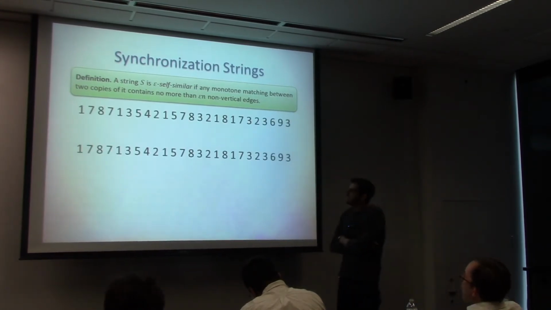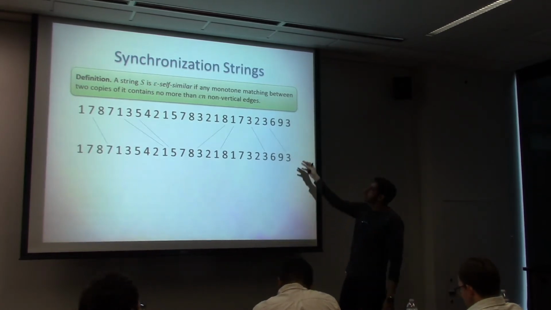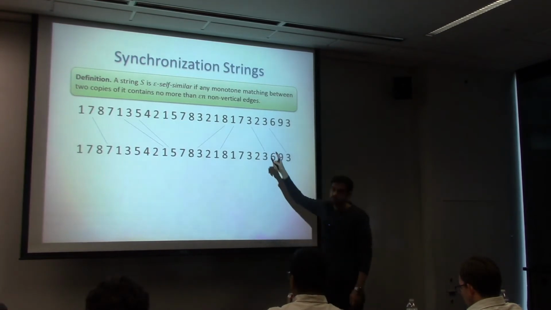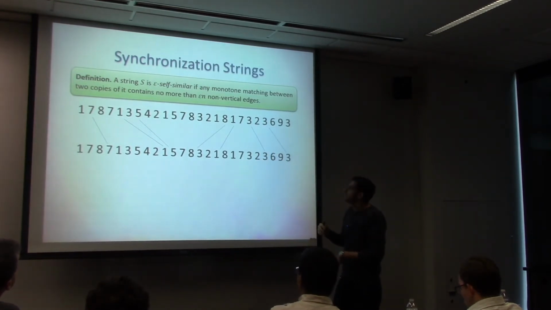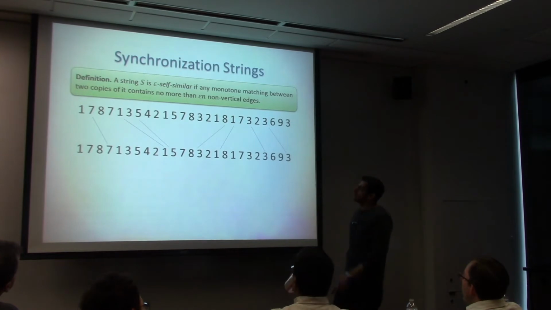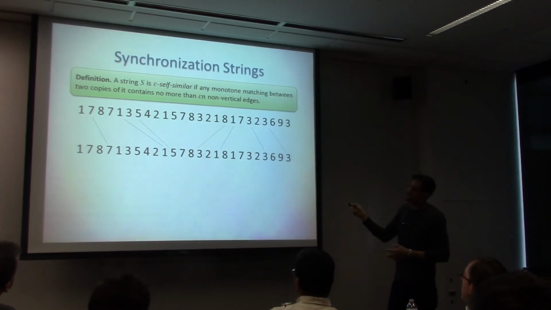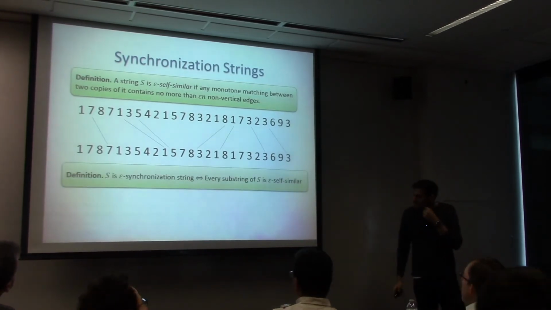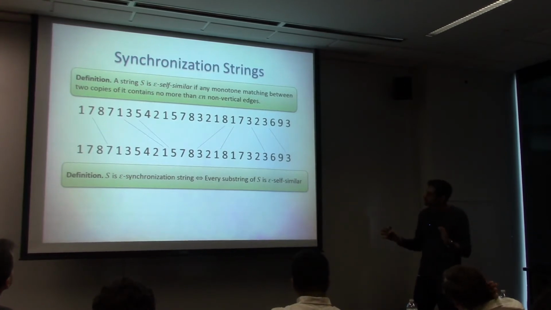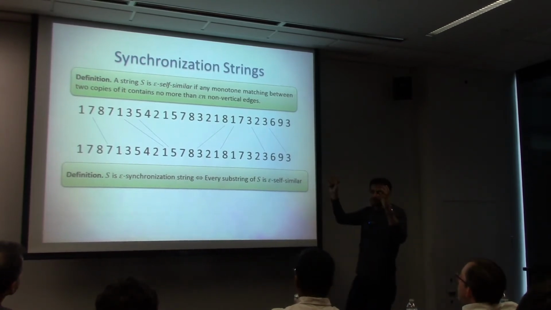Let's say we have a string S, and I write down 2 copies of S next to each other. A monotone matching between these two would be a bunch of edges that connect a symbol to an identical symbol, and the edges cannot cross each other. And you're not allowed to connect something to the corresponding position, so you cannot have vertical edges. So we call a string epsilon self-similar if you cannot find any matchings that have more than epsilon n edges here. And a synchronization string is simply a string whose every substring is epsilon self-similar. That's just the hereditary expansion of the epsilon self-similarity.